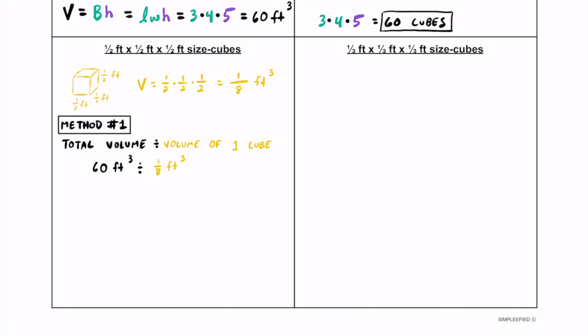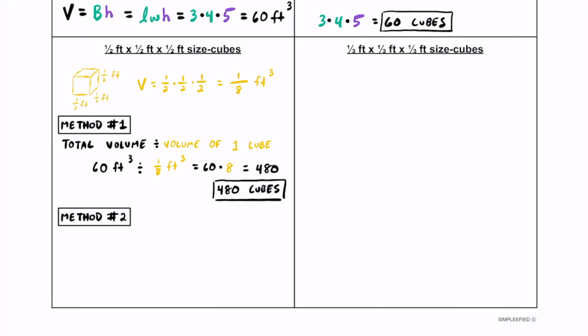So if we go ahead and do that division here, what is that going to end up being? That's going to be 60 divided by 1/8, which is multiplying by the reciprocal, and the reciprocal of 1/8 is just 8 if we keep, change, and flip. And so 60 times 8 is going to end up being 480. So if we were to fill up this prism with these half by half foot cubes, we would be able to fit in 480 of these, or 8 times more cubes than earlier with the 1 by 1 by 1 foot cubes.